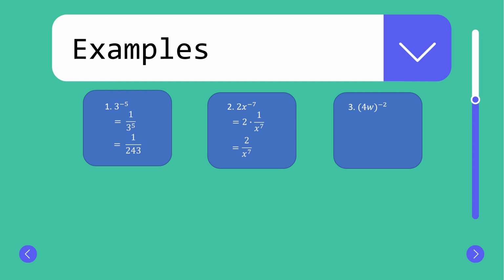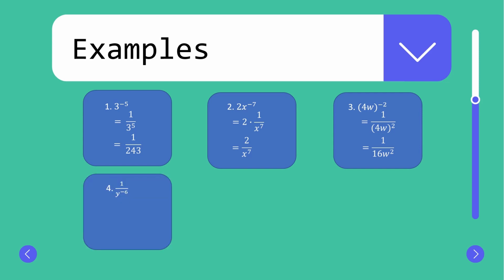In this example, 4w is enclosed and it is entirely raised to negative 2. We take the definition of negative exponents. This becomes 1 over quantity 4w squared. Since 4w is still enclosed, we still need to distribute the exponent. This becomes 4 squared w squared, which is equal to 1 over 16 w squared.